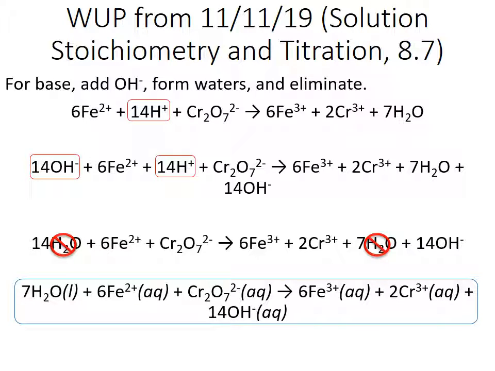Our final expression will be 7 H2O liquid plus 6 Fe2+ aqueous plus Cr2O7 2- aqueous, becoming 6 Fe3+ aqueous plus 2 Cr3+ aqueous plus 14 OH- aqueous. And again, you can double check that I've done my work correctly. So there you go, one more redox example problem. I'll see you guys in class.